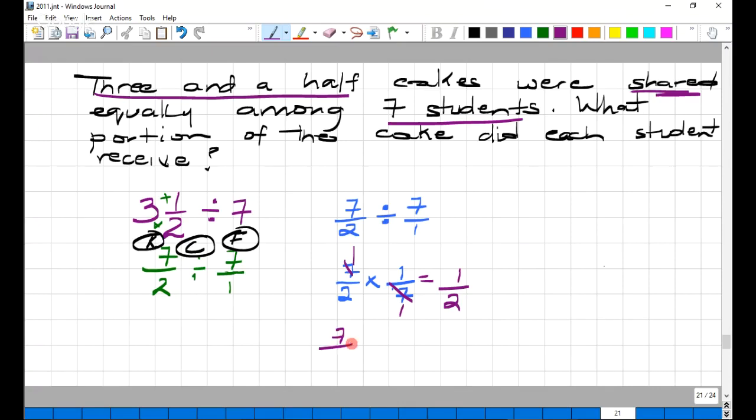It would be the same thing though if we had said 7 over 2 multiplied by 1 over 7, and we said 7 times 1 is what? 7, and 2 times 7 is what? 14. The highest common factor of 7 and 14 would be what? 7. So 7 into 7 would go how many times? 1 time. And 7 into 14 will go 2 times. Numerator 1, denominator 2. So we still end up with the same thing. Okay, so it's a half. Each student would get a half.